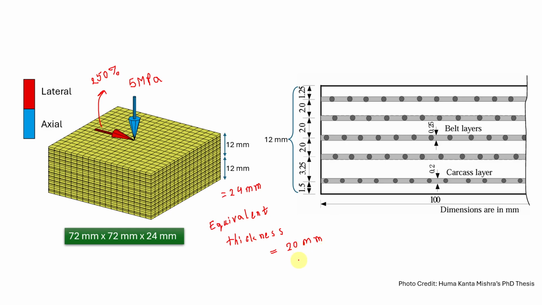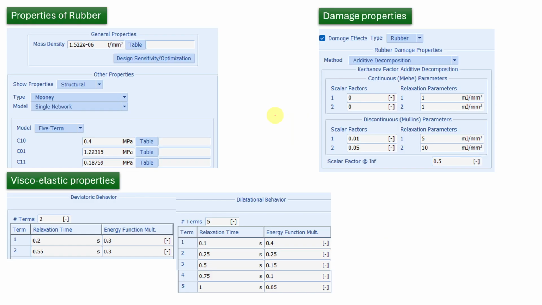250% of the height 20 millimeter is around 50 millimeter. So that's why we'll apply a displacement here of around 50 millimeter. As this program will be running in non-linear, the loading condition will also be non-linear. So what is the non-linear condition? Let us go to the next slide.